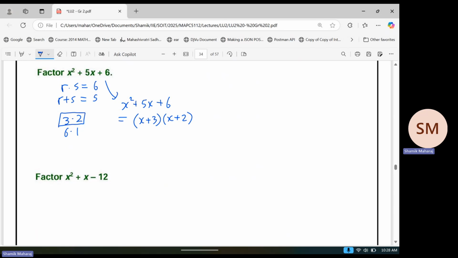Yes. So what if you say x plus 6 and then x minus 1, before? 6 and 1. That wouldn't work because 6 plus 1 doesn't give you 5. If you're not sure, you can always check. You can always write it plus 1, and then open it up and check if you get back to the original.